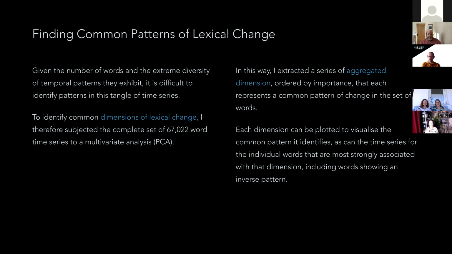So what I did then was pull out these aggregated dimensions, ordered by importance, where each represents a common pattern in this huge set of words. The way I like to think about the method is something like this. Let's say we went through all 67,000, and we had a time series for each one, like the ones I showed you earlier for warm and hot, and we put them in piles. So we put hot in one pile, and then we put warm in another pile, and then when we get to cold, we put it in with the warm pile, because they had such similar patterns.